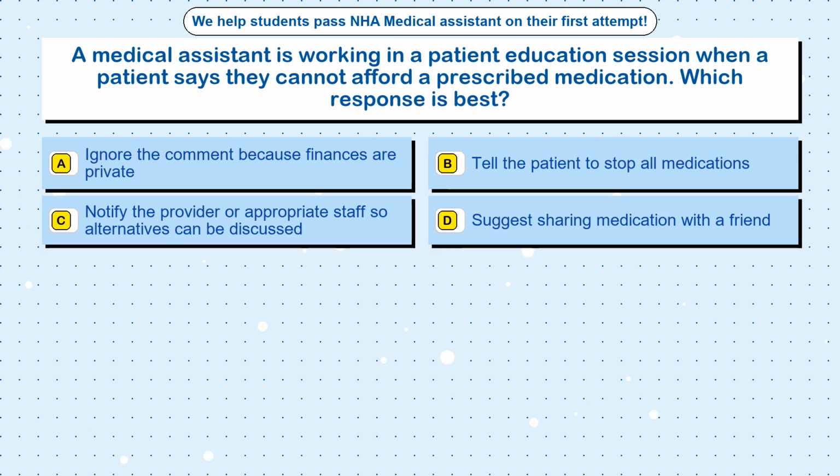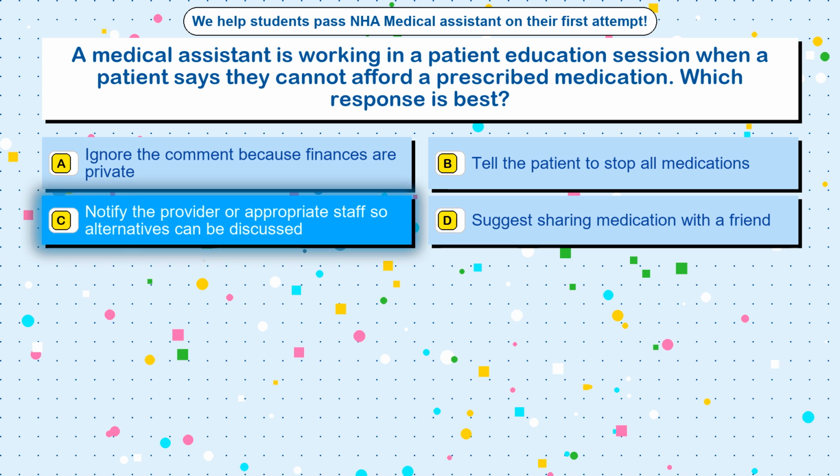Question 53. A medical assistant is working in a patient education session when a patient says they cannot afford a prescribed medication. Which response is best? Option A, ignore the comment because finances are private. Option B, tell the patient to stop all medications. Option C, notify the provider or appropriate staff so alternatives can be discussed. Option D, suggest sharing medication with a friend. The correct answer is option C, notify the provider or appropriate staff so alternatives can be discussed.